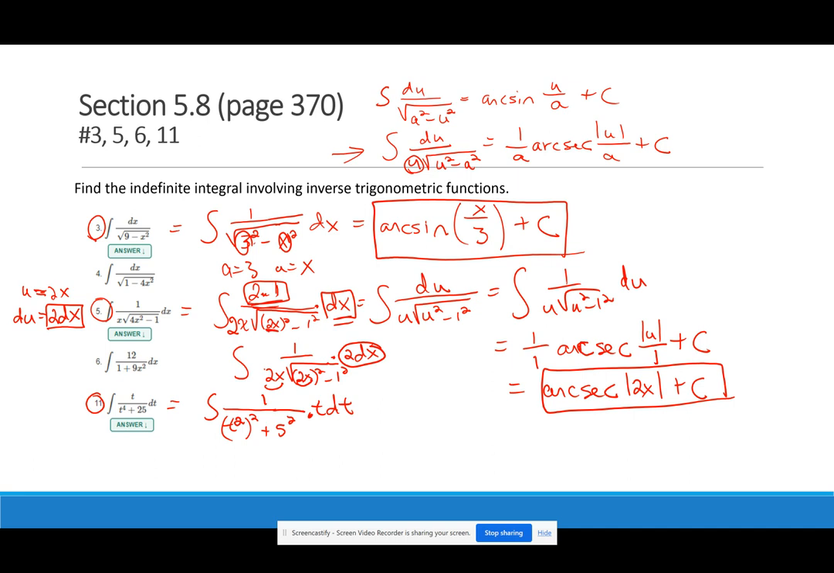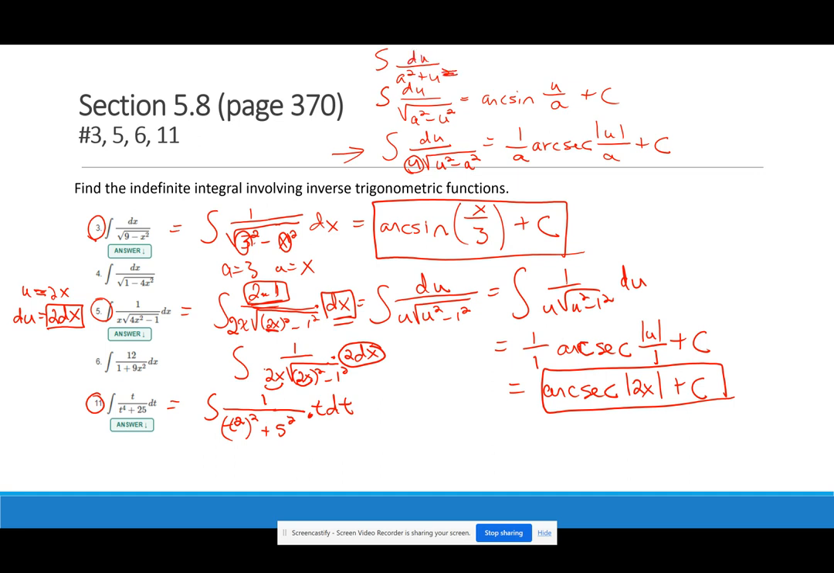So let's add the one that turns out to be arctan into the mix. That one says you have a squared plus u squared in the denominator with a du.